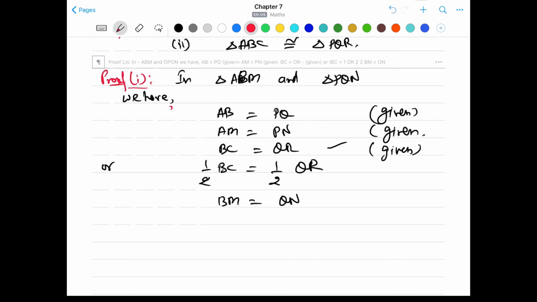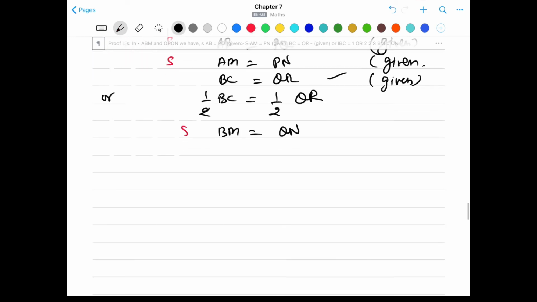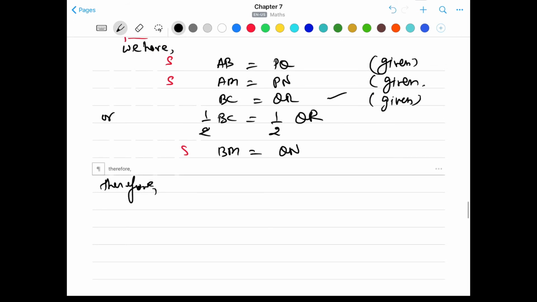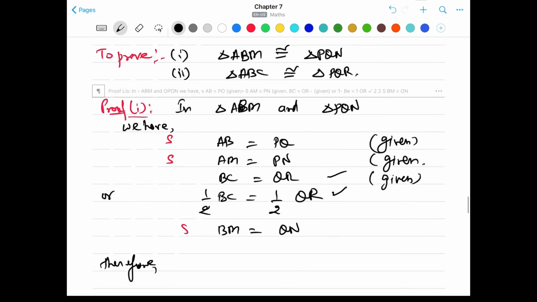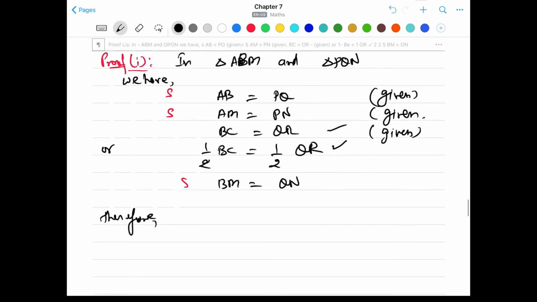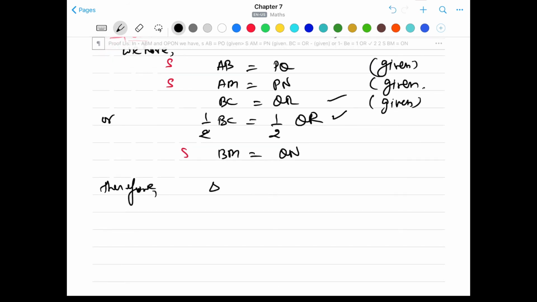Now what we got is three sides equal. We got this side, and the third side. So by the side congruence rule, these two triangles will be congruent. As it is given that these two sides are equal, their half will also be equal. So we got BM equals QN.